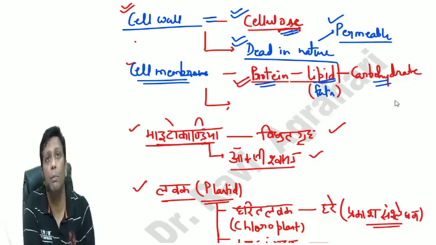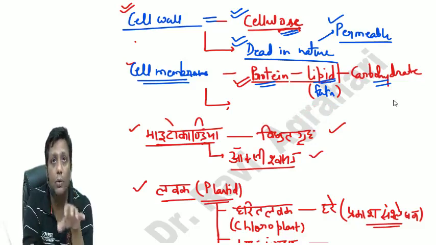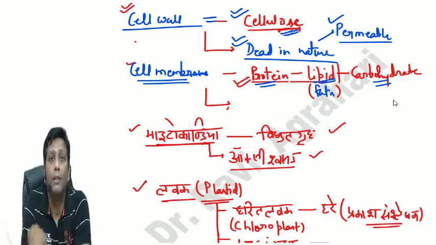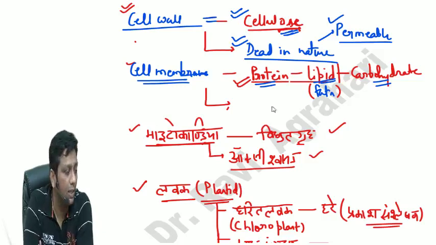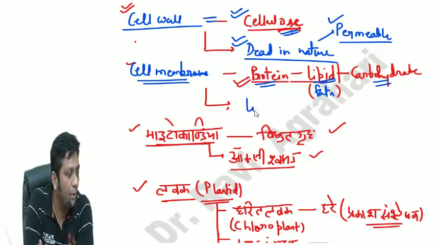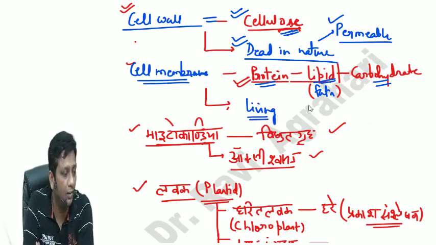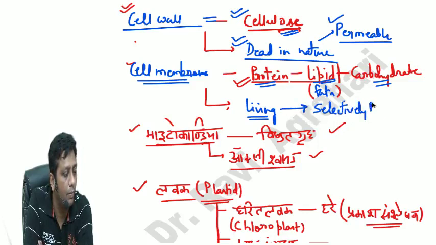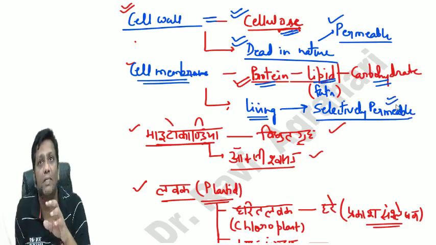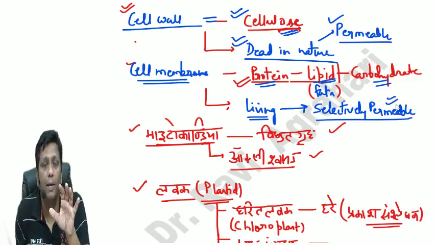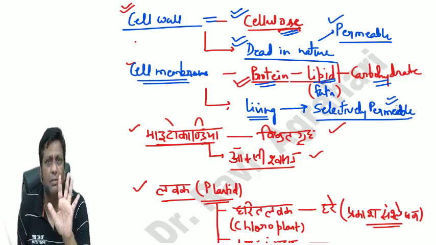You can see the cell membrane below the cell wall, and it is the outermost layer in an animal cell. The cell membrane is living in nature, and that is the reason, guys, the cell membrane is selectively permeable. Everybody clear? This is a feature of the cell membrane. This is enough.